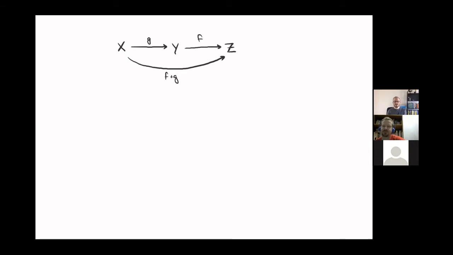Right. So maybe think of these things as three cities, and your morphisms are routes that you could take from one city to another. Well, if I take a route from city X to city Y, and then another route from city Y to city Z, that just defines a route from city X to city Z.